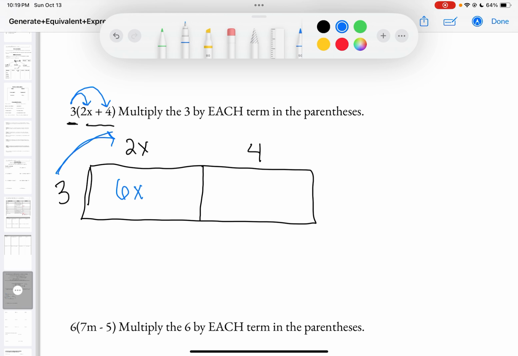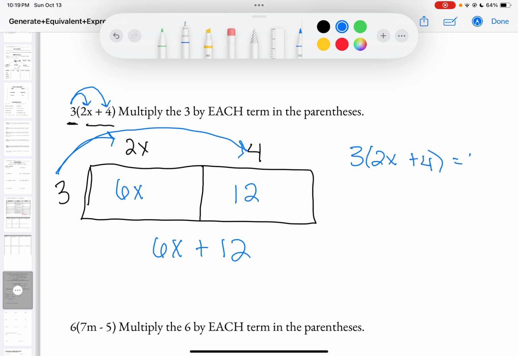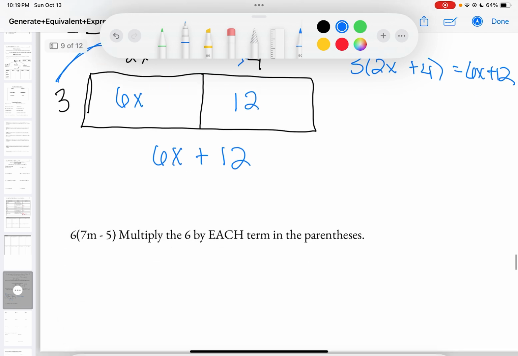Then I'll do the same thing for 3 times 4, which will give me 12. Now I could rewrite this as 6x plus 12. And if you remember from Friday, these are not like terms. One is a constant and one is a coefficient. There's a variable next to it, so I would have to leave it like that. So 3 times 2x plus 4 equals 6x plus 12. All right, we're going to do the same thing for the next one.